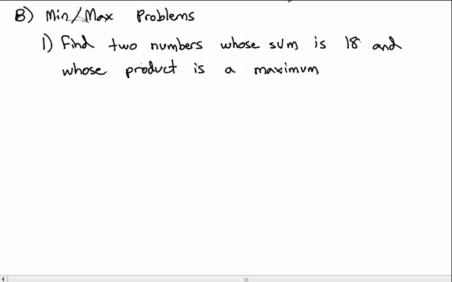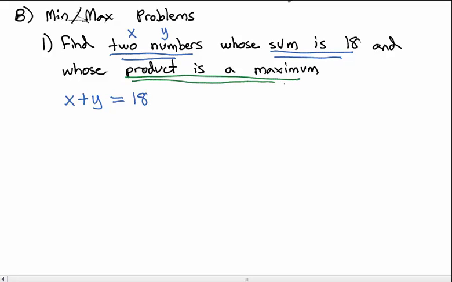Looking at the information we have, we know we've got 2 numbers. So let's call those 2 numbers x and y. We know their sum is 18. X plus y must equal 18. And what we're asked to do is take their product and maximize their product. In other words, we want to multiply them together, x times y, and we want to maximize this.